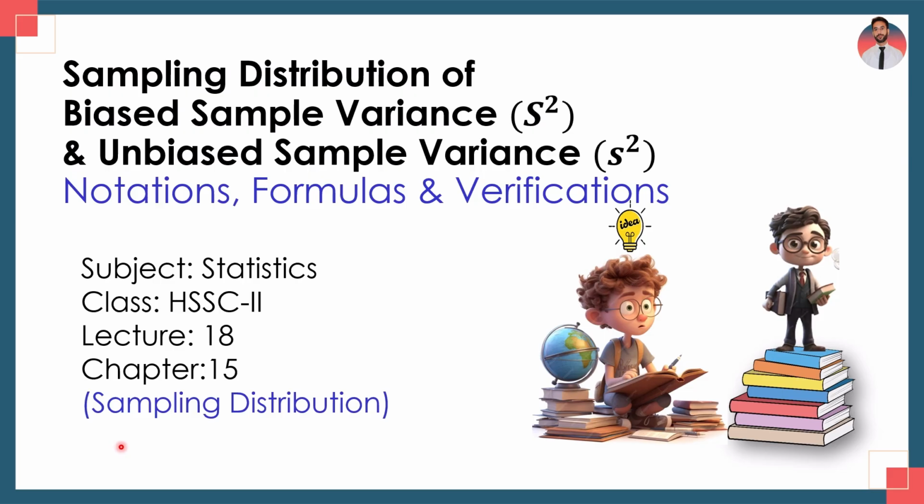Chapter 15, sampling distribution, is under discussion today, lecture number 18, and the fifth topic of this chapter is sampling distribution of biased sample variance S square and unbiased sample variance small s square. In this lecture, students, I will discuss only notations, formulas and verification formulas for the topic sampling distribution of biased or unbiased sample variance.